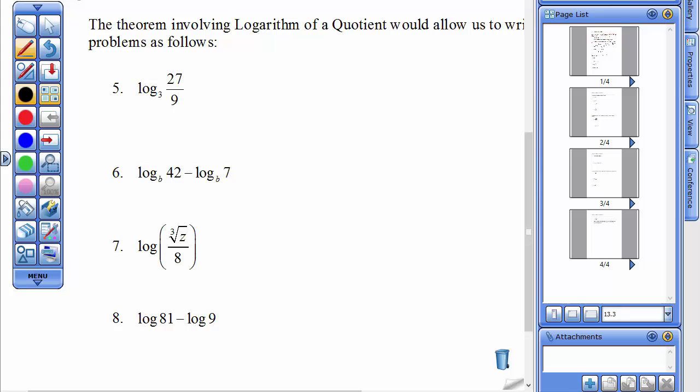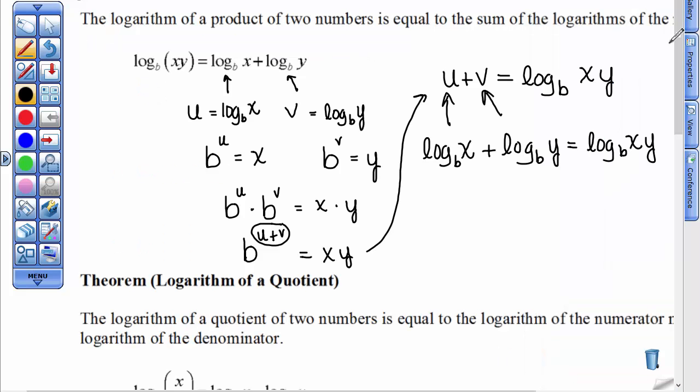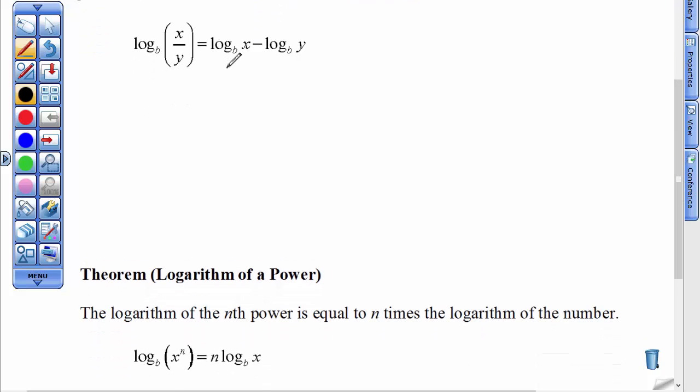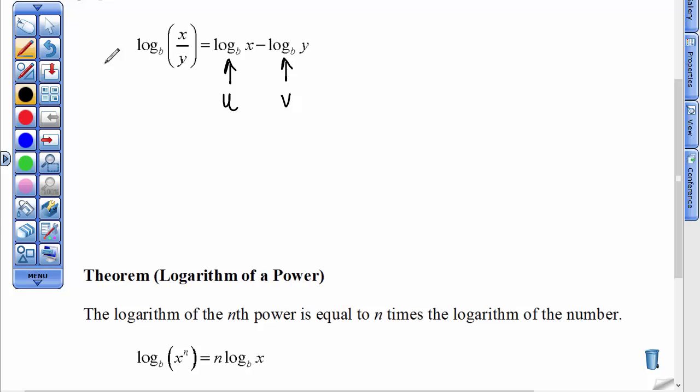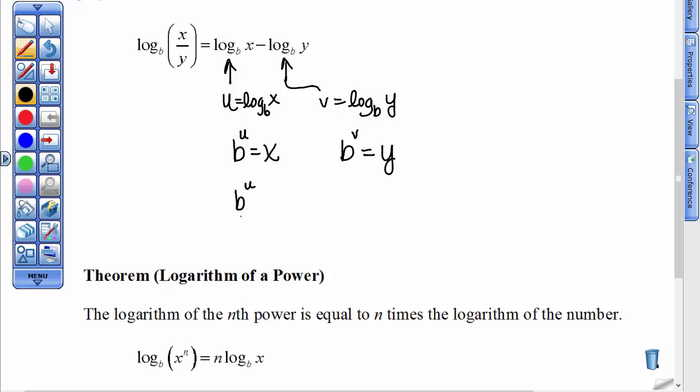So I just want to go back here to the theorem of quotients, and I want to say to you quite quickly that if this is the letter U and this is the letter V, I'm going to go ahead and write U is the log of x, where the base is b, and V is the log of y, where the base is b. If I put these into exponential form, and then choose to write them as a quotient, because that's what I'm trying to study about division, so b to the u divided by b to the v would be x divided by y.